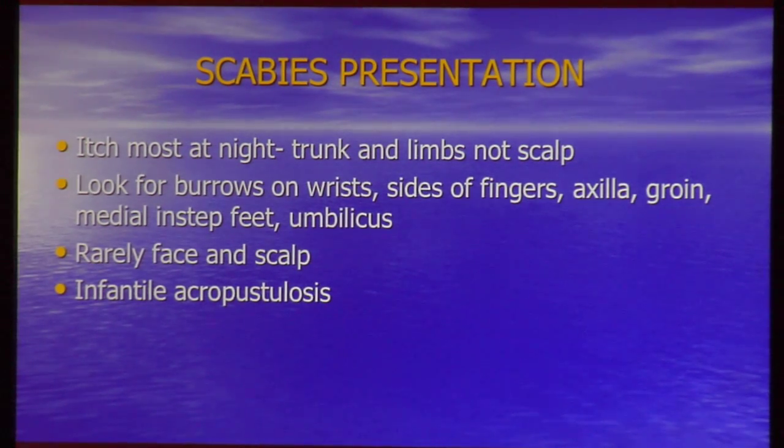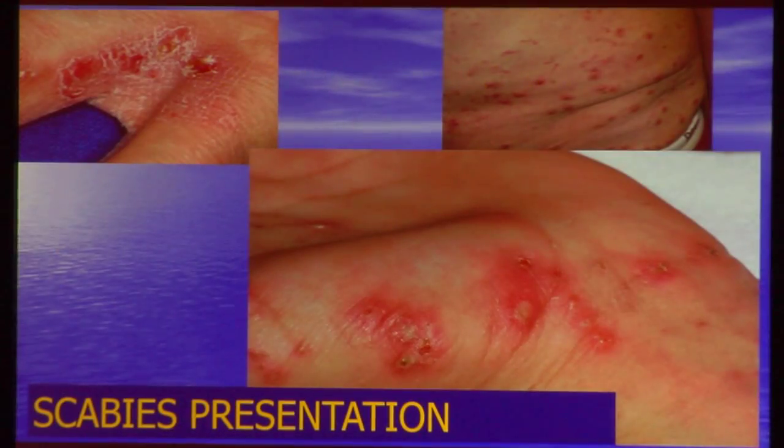Last but not least, a technique we should think about is how to diagnose scabies. Remember that people with scabies itch, mostly at night, so look for a rash, often on the wrists, in the axilla, the umbilicus, the genital area, the medial foot. In infants, they may present with infantile acropustulosis. Some people, especially some of the elderly, don't have much of a rash. But when you have the rash, it can be very helpful.